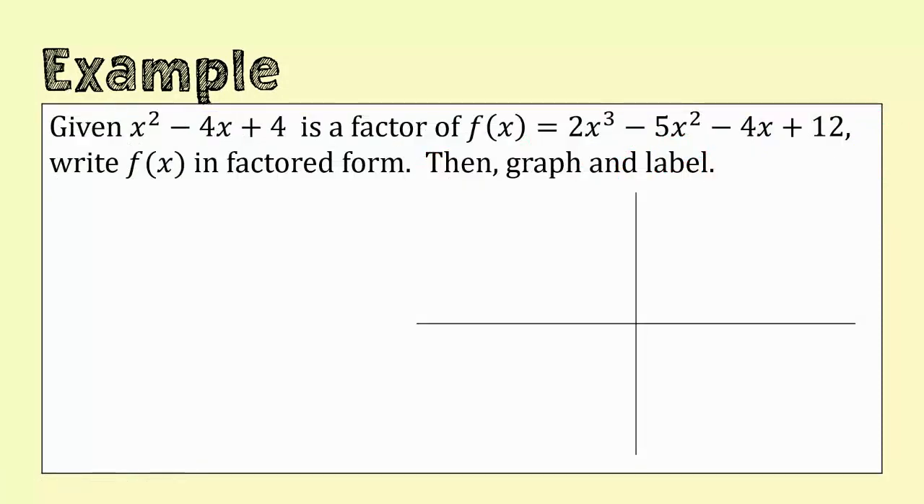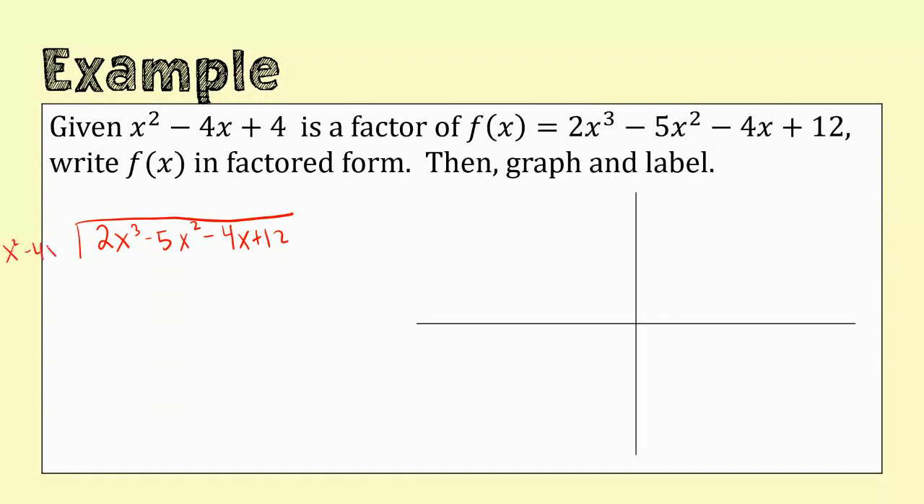Let's do another one. So I'm given that x squared minus 4x plus 4 is a factor of this polynomial. And I want to write f of x in factored form and then graph and label it to kind of tie it together. So I'm going to start with division, right? This is a quadratic factor. I should get a remainder of 0, but I'm not going to do synthetic division because right now it didn't give me the zeros, and we're practicing long division right now.